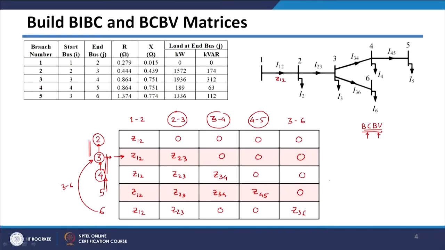and you need to build the logic based on this particular process, and once you build the logic you can directly get your BCBV matrices.